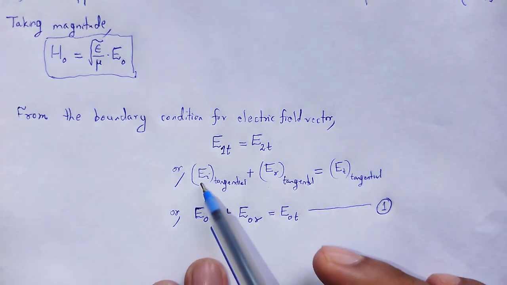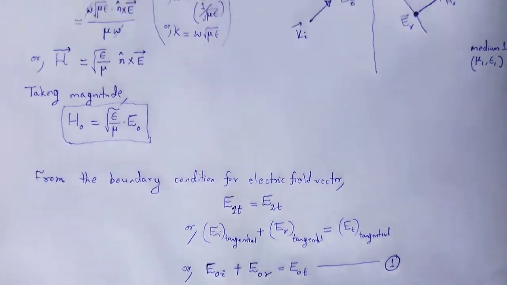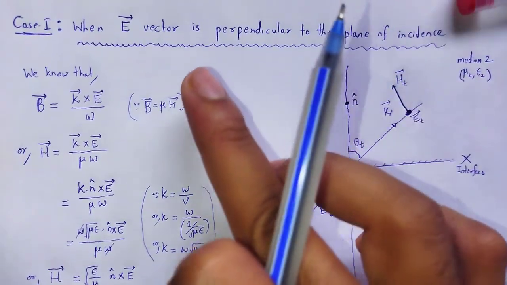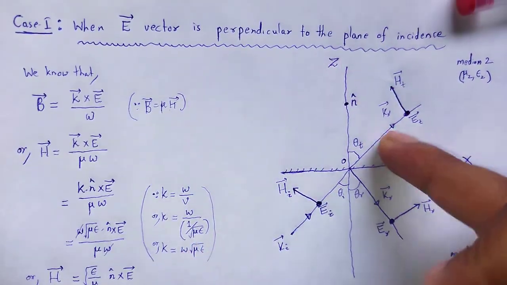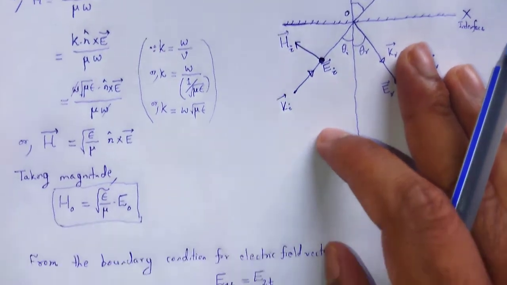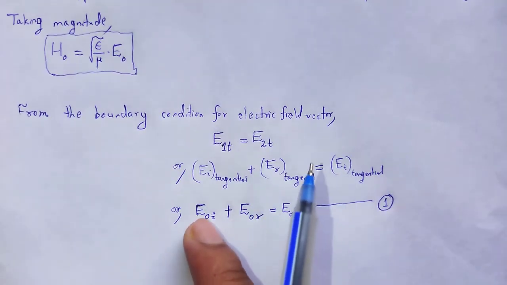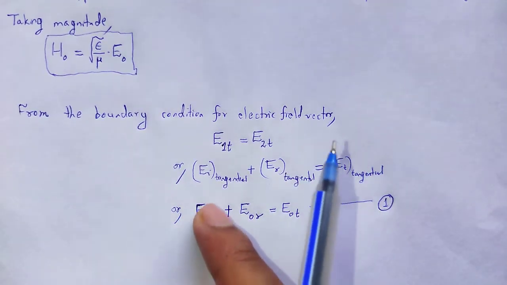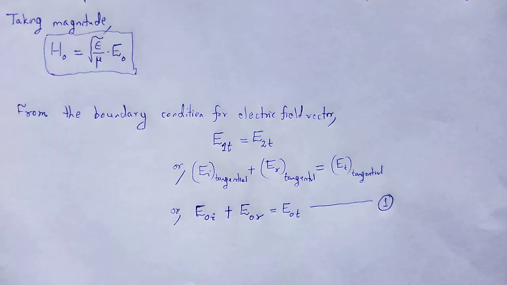What is the tangential component of E_I? As we said, the E vector is perpendicular to the plane of incidence, so it is nothing but the tangential component. It is the tangential component, the amplitude of the electric field vectors.